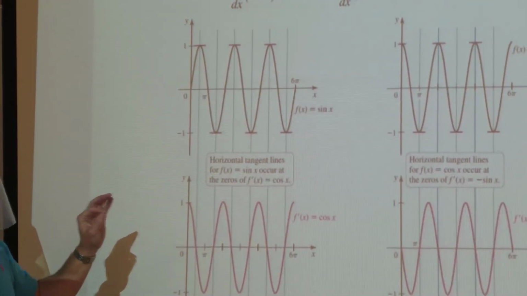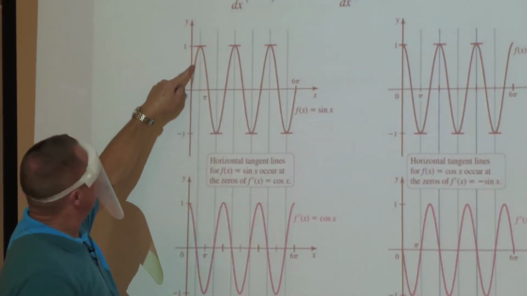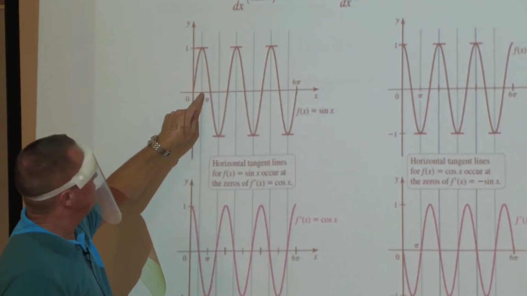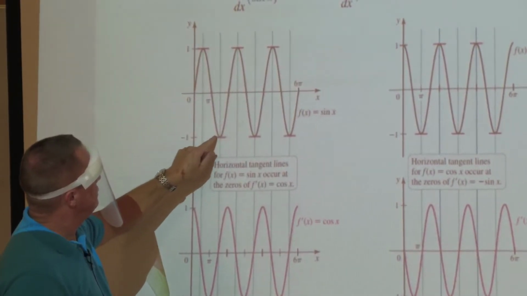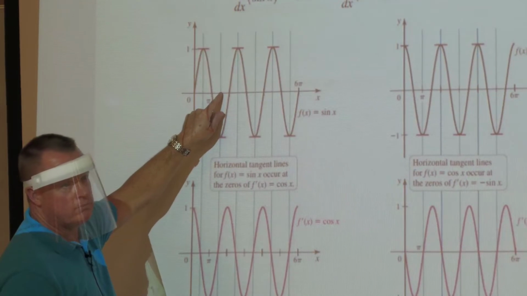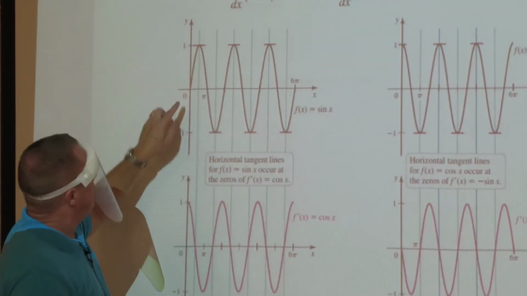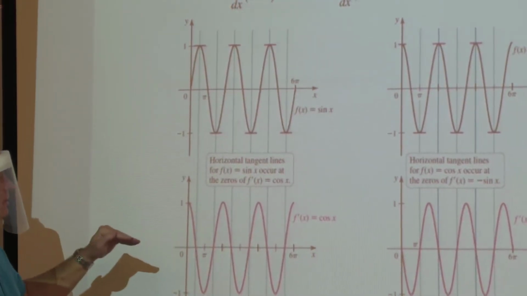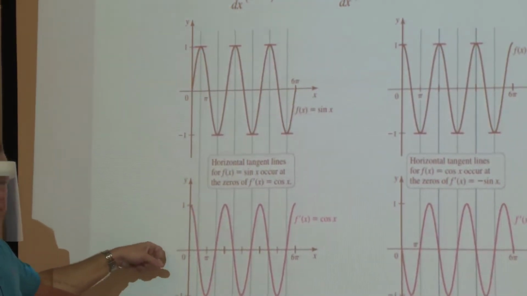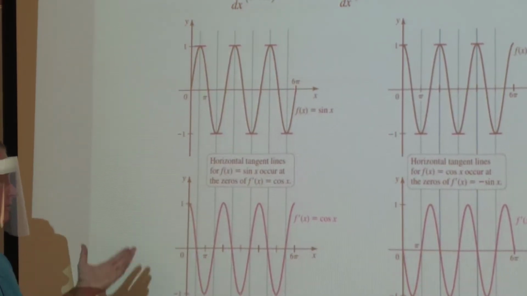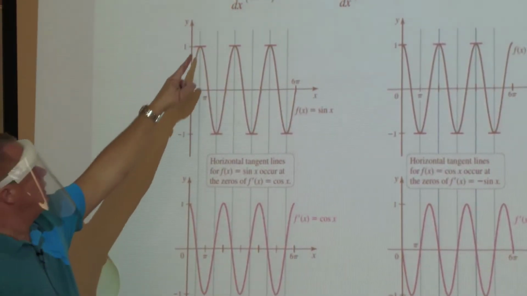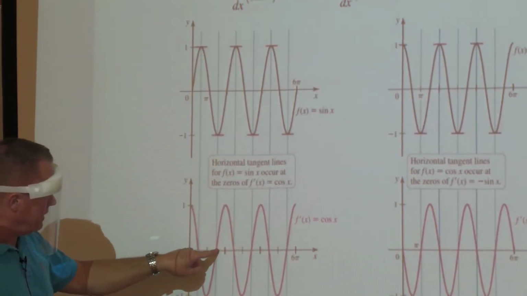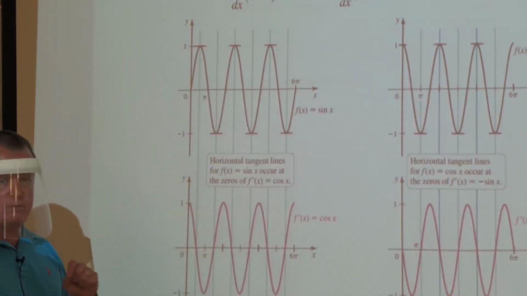Okay? So notice you have a horizontal tangent right here when x is pi over 2. You have a horizontal tangent there when x is 3 pi over 2. All right? So at those values, on the other one, that's where it should be crossing the x-axis, because if this is the graph of the derivative, it is 0 at those points. So it's crossing at pi over 2, 3 pi over 2, 5 pi over 2, and so on and so forth.